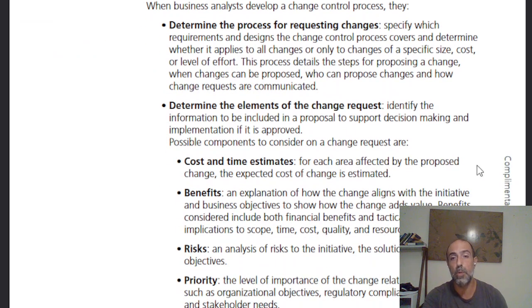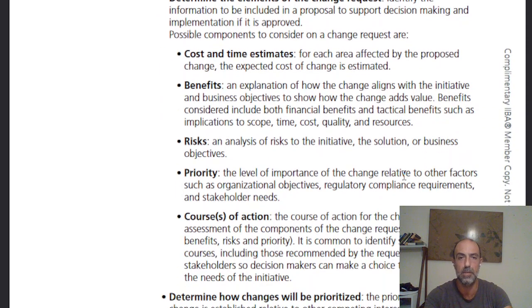Determine the elements of the change request. Identify the information to be included in a proposal to support decision making and implementation if it's approved. Possible components to consider on the change requests are... So determining the elements of the change request is basically how to identify the information and where it comes from. It's really just them diving deeper and explaining the same thing from different angles in order for our mind to completely understand that there's always something that contributes to something else, and we have to be on point when we're picking what contributes to who and what and where.